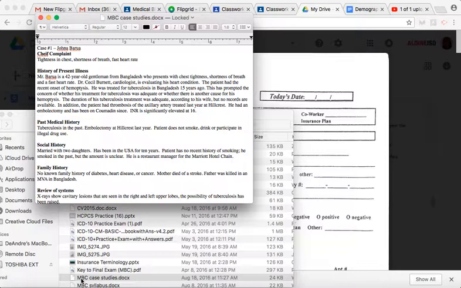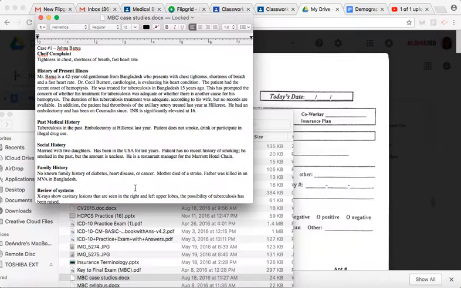Social history. Married with 2 daughters. He's been in the United States for 10 years. Patient has no recent history of smoking. He smoked in the past, but the amount is unclear. He is a restaurant manager for the Marriott hotel chain. Family history. No known family history of diabetes, heart disease, or cancer. His mother died of a stroke and his father was killed in a motor vehicle accident in Bangladesh.